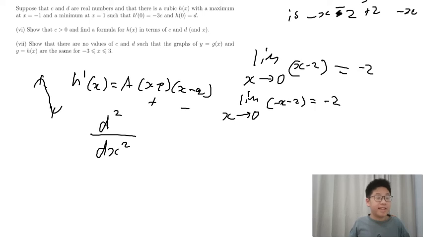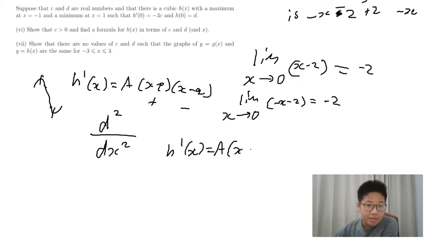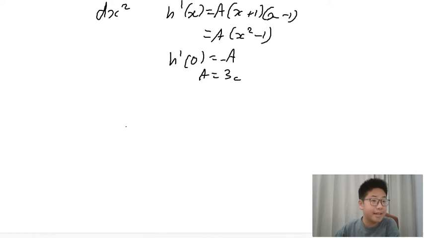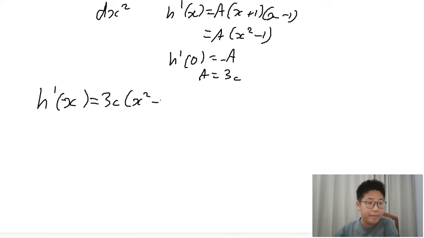So suppose that c and d are real numbers and that there is a cubic with a maximum at x equals negative 1 and minimum at x equals 1. So this means h prime x equals a(x plus 1)(x minus 1) equals a(x squared minus 1), and then h prime 0 equals minus a. So this means a equals 3c. And now we're going to expand our little brackets here. So this means h prime x equals 3c(x squared minus 1) equals 3c x squared minus 3c.